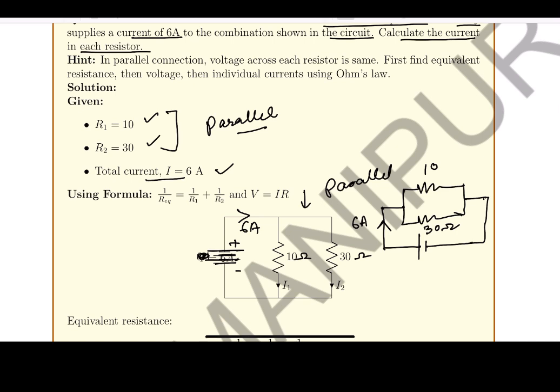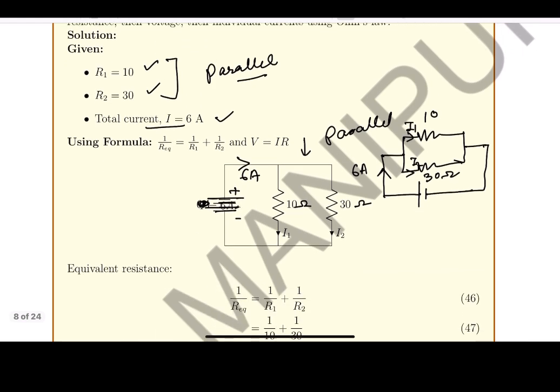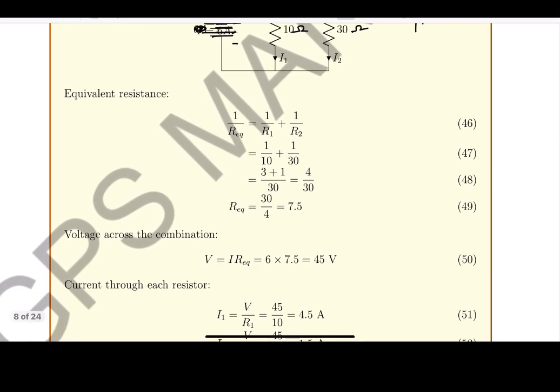So what the question is asking us is, find out this current I1 and find out this current I2, the current through this. Okay. So first of all, what are the formulas we are going to use? The resistors in parallel formula, 1 by Req is equal to 1 by R1 plus 1 by R2, and we'll use the voltage formula, V is equal to IR. Okay. So V is equal to IR. So first is 1 by Req equal to 1 by R1 plus 1 by R2.